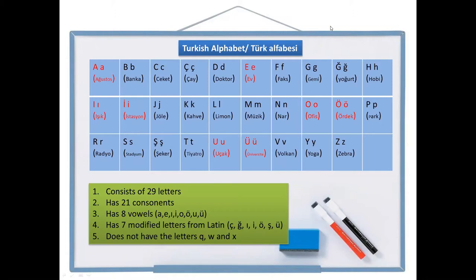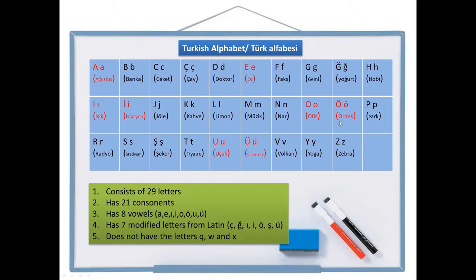Turkish alphabet consists of 29 letters. It has 21 consonants and 8 vowels. It has 7 modified letters from Latin originals, but it doesn't have the letters Q, W, and X. As you see on the chart, most of the letters are familiar for the English language speakers. A few of them are different.